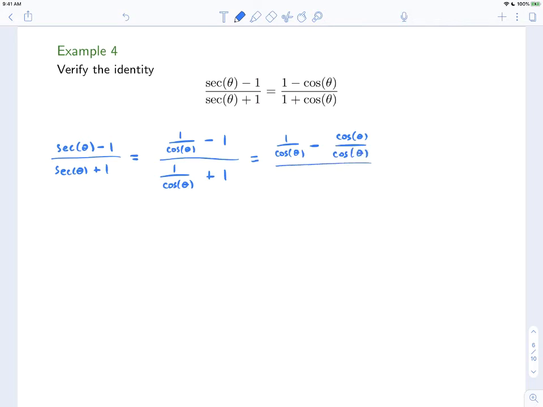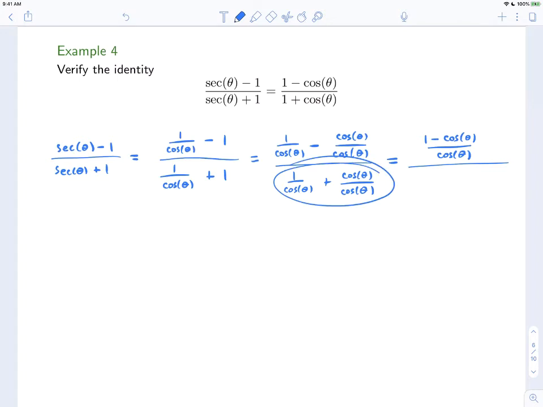And all of this is divided by 1 over cosine theta plus cosine of theta divided by cosine of theta. So in the numerator, if we combine these, they both have the same denominator. So if we combine these, we'll have 1 minus cosine theta divided by cosine theta. That's our numerator. And then we're going to divide that by this denominator. So again, we're going to combine these two terms, so we'll have 1 plus cosine theta divided by cosine theta.